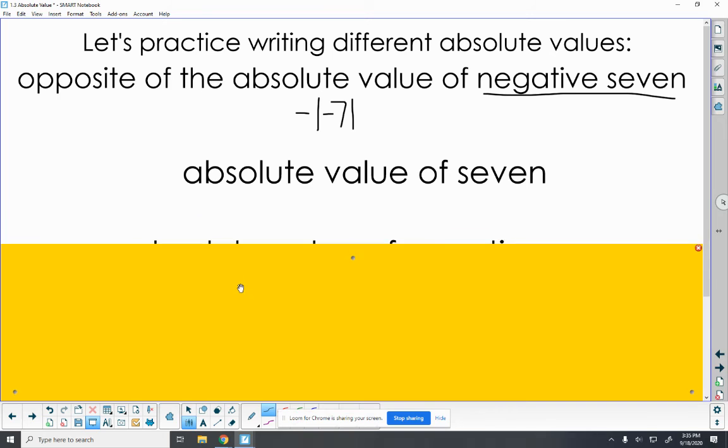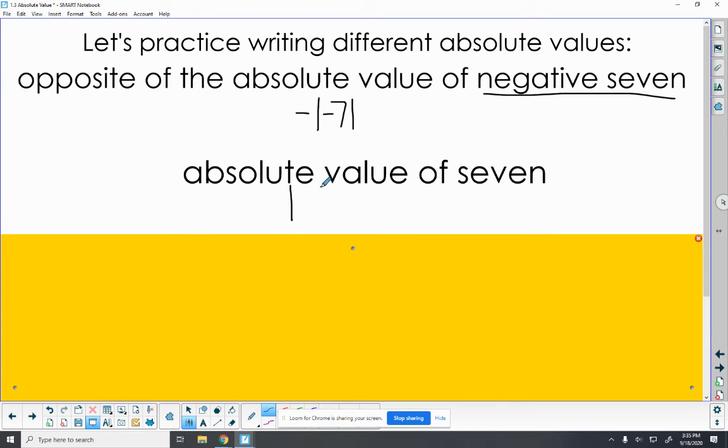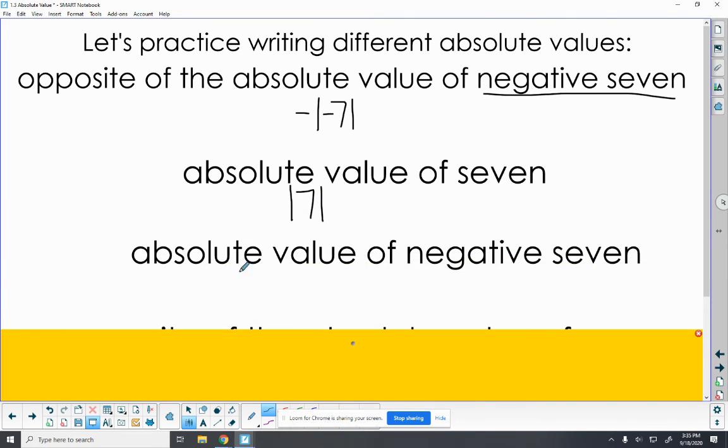Okay, next we have the absolute value of 7. So I just place 7 inside. Next is the absolute value of -7. So I place -7 inside.